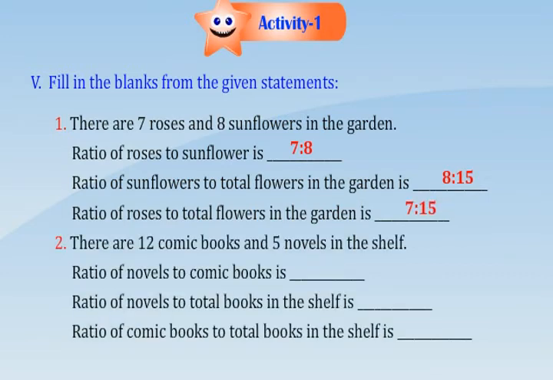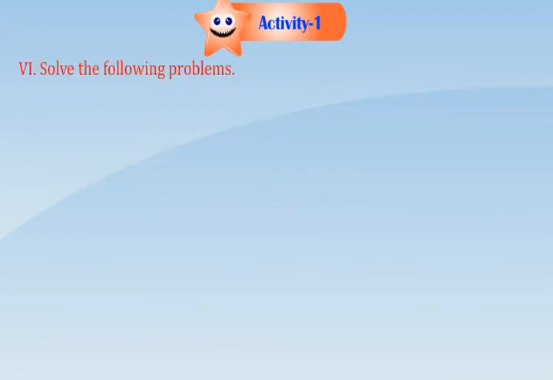There are 12 comic books and 5 novels in the shelf. Ratio of novels to comic books is ___. Ratio of novels to total books in the shelf is ___. Ratio of comic books to total books in the shelf is ___.